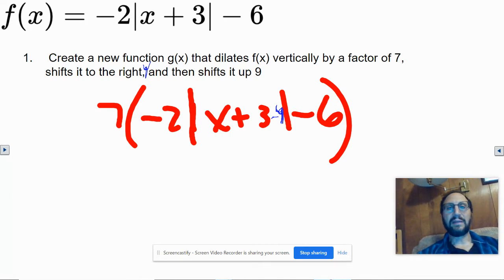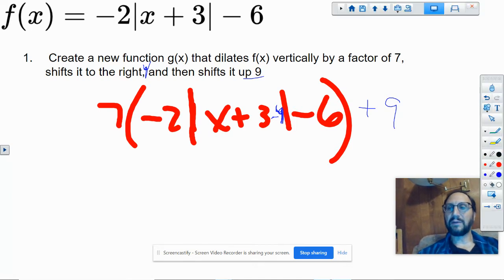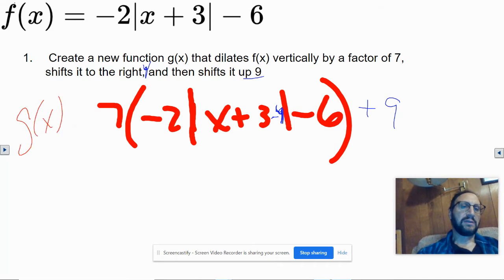So that does that. And then after the whole thing is over, we want to shift it up 9, so I have to add 9 at the end. So you might say, well, this is fine. This is our new function g of x, so we're good to go. It would be nice to simplify this just a little bit, because there's some stuff that can happen.